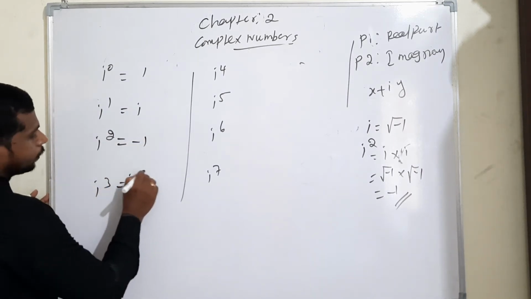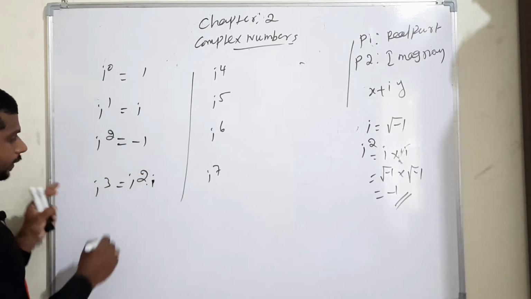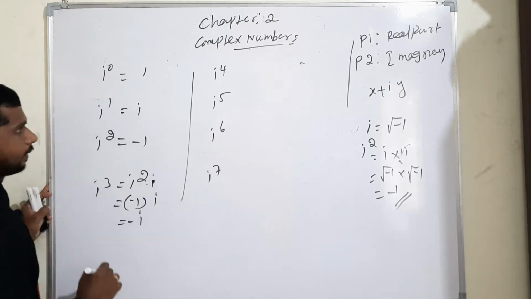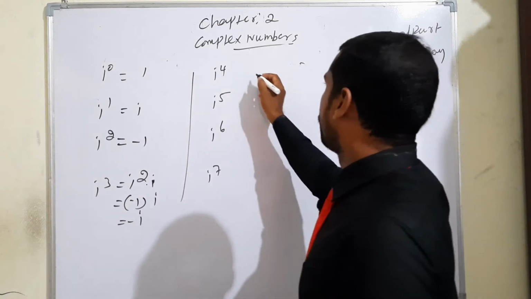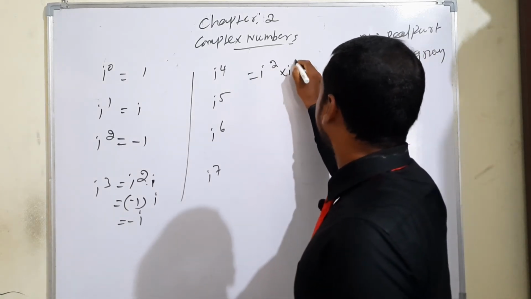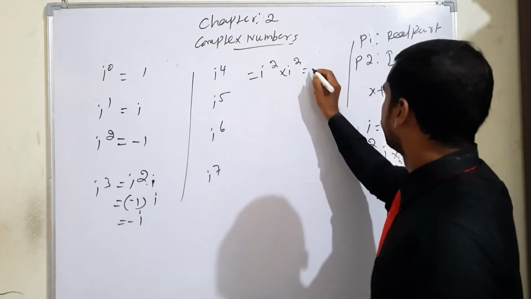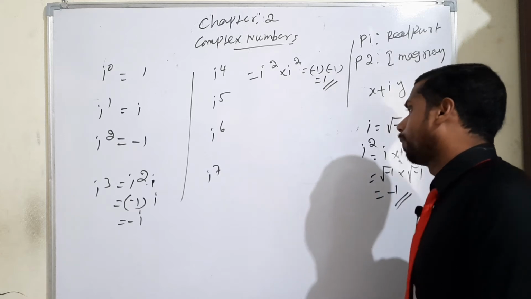Then i cube. i cube means we can split it as i square into i. i square we just found is minus 1. So minus 1 into i, the value will be minus i. Then what is the meaning of i to the power 4? i to the power 4 means i square into i square, which is minus 1 into minus 1, and the value will be positive 1. That is i power 4.